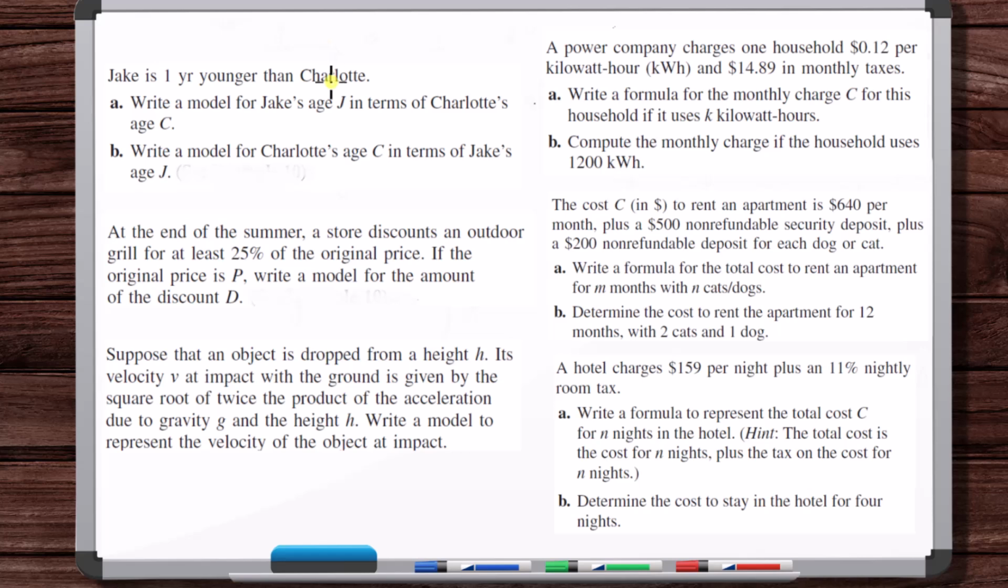In this video, we're going to work 6 problems where we're asked to write an algebraic model. So we're right at the start of algebra. These are basic models, but this is a very important skill for you to get used to. So let's get started.